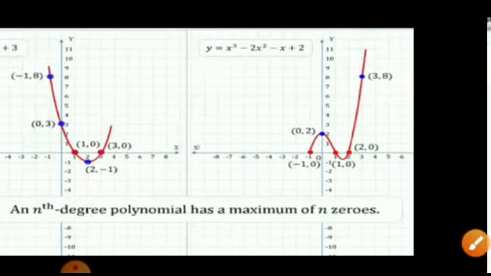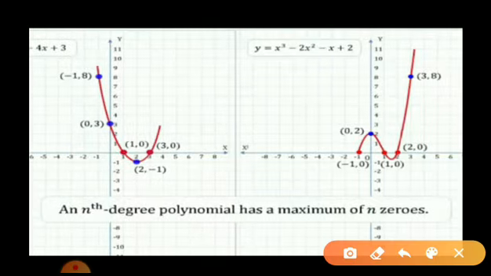Okay? If it is linear, it intersects at a maximum of 1 point. If it is quadratic, it intersects a maximum of 2 times. If it is cubic, it intersects a maximum of how many times? 3 times, at 3 points. A cubic polynomial has a maximum of how many zeros? It will have 3 zeros. Now suppose a polynomial is of degree n, can you tell how many zeros the polynomial will have? Yes, it will have at most n zeros.